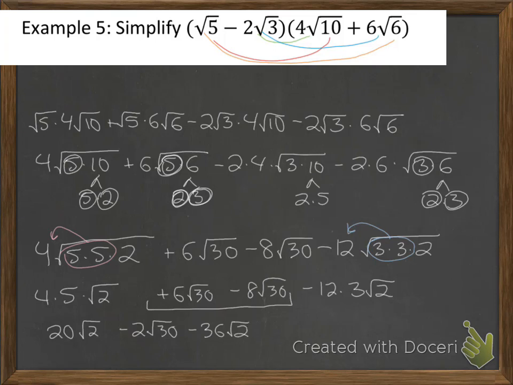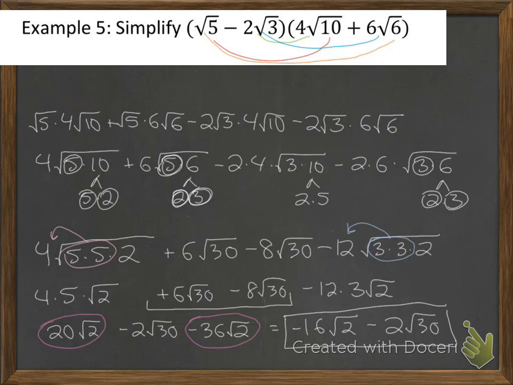Pause the video and think about if you see anything else that can be done. Did you notice that these are also like terms? What's 20 minus 36? Well, 20 minus 36 is negative 16. So I can combine those and get negative 16 square roots of 2 minus 2 square roots of 30. So this is my final answer.